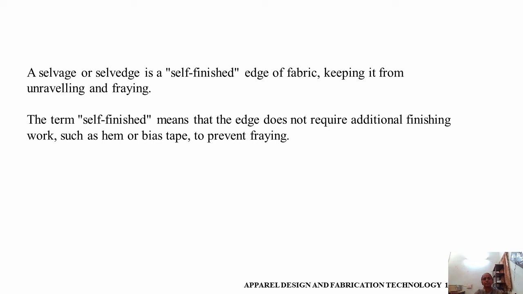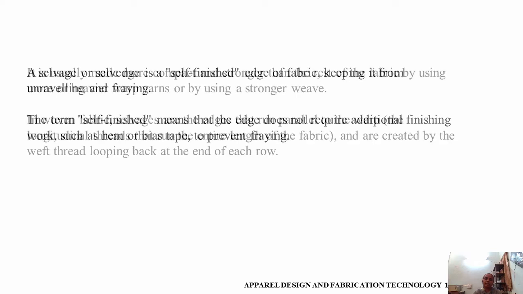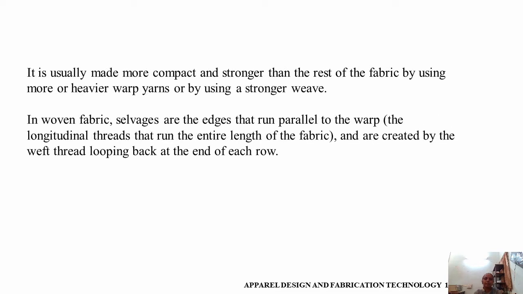So what is a selvage? As the name says, it is the self-finished edge of the fabric, keeping it from unraveling and fraying. The term self-finished means the edge does not require any additional finishing work. For all fabrics, on both lengthwise sides, the selvage will be there. It is usually made more compact and stronger than the rest of the fabric by using more or heavier warp yarns or by using a stronger weave.